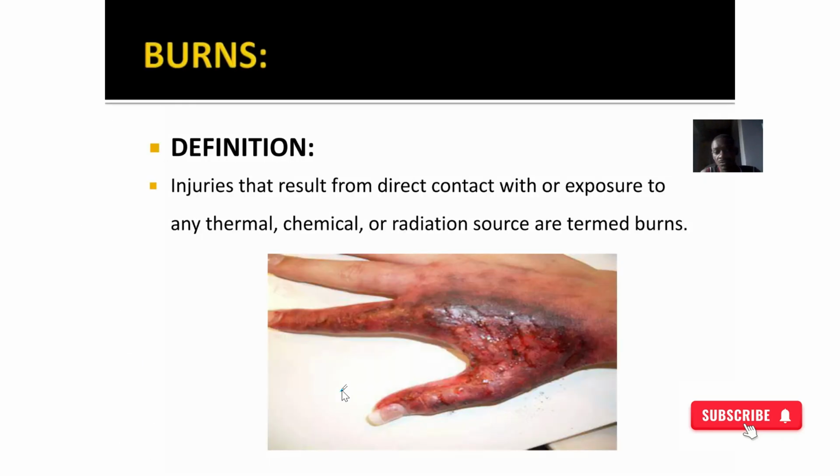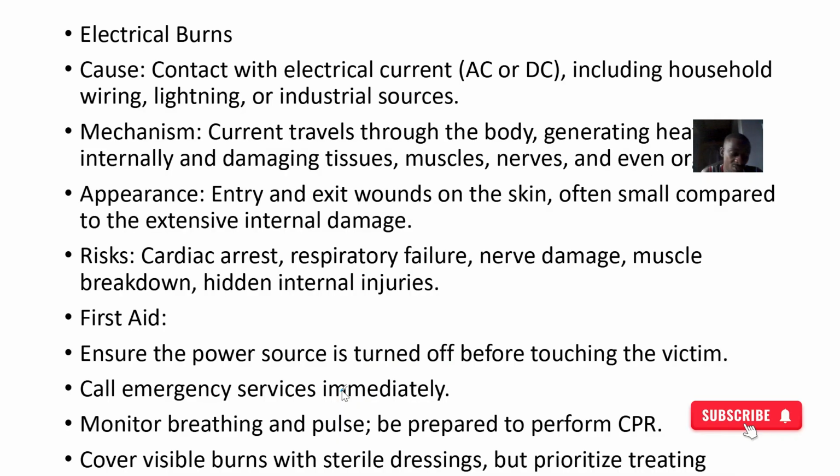Okay, so how about an electrical burn? An electrical burn simply means an electrical current actually passed through the body. It could be AC current, it could be DC current. The current travels through the body, generating a lot of heat internally, and is damaging a lot of tissues, nerves, and even some organs. Okay, so that's what we got.